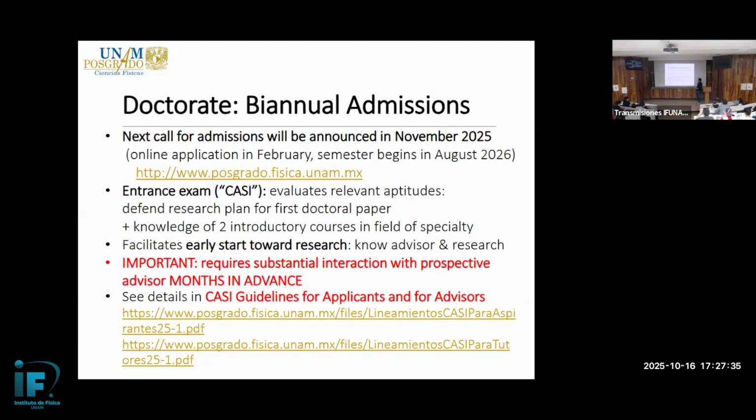There's a specific type of entrance exam for admission to the doctoral program. Its acronym is CASI, and it evaluates 2 relevant aptitudes for entrance at the doctoral level. On the one hand, you have to defend a specific research plan that would take you to your first doctoral research publication. And then coupled with that, we evaluate your knowledge of 2 introductory courses in your field of specialty.